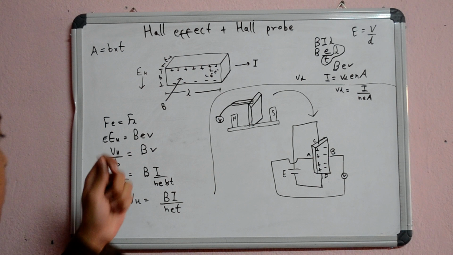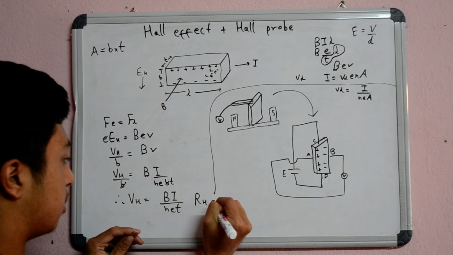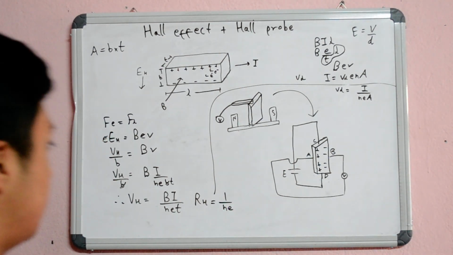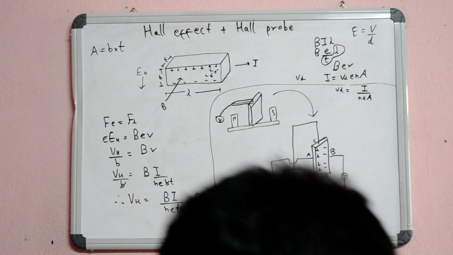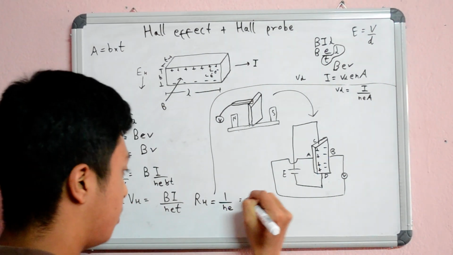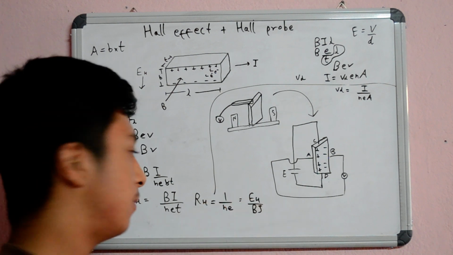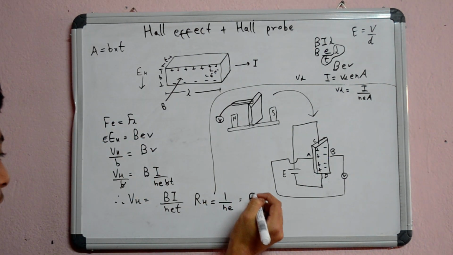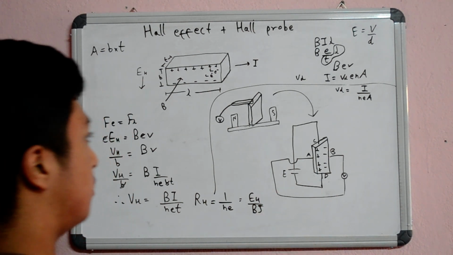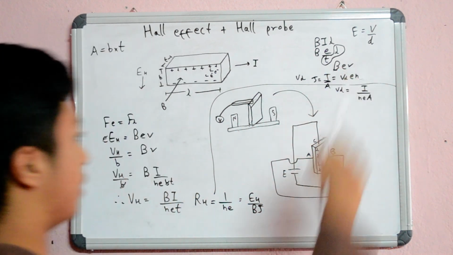Now this is the Hall effect, and also you can have something known as R_H, which is known as the Hall coefficient, which equals 1 by ne. And also this is equal to, I forgot to mention, E_H by BJ. So this is equal to the Hall field by B into J, where J is the current density. So basically it is just I by A, this is J.